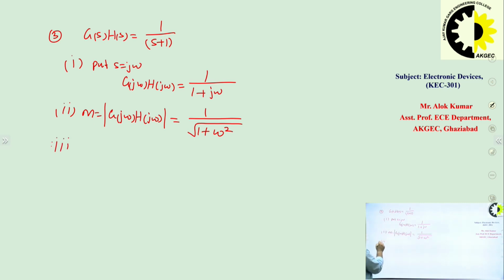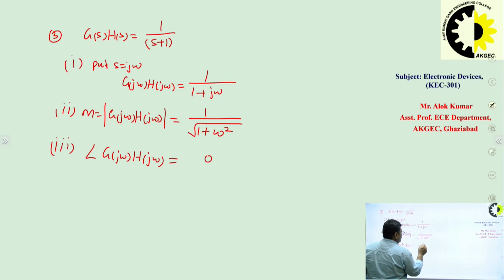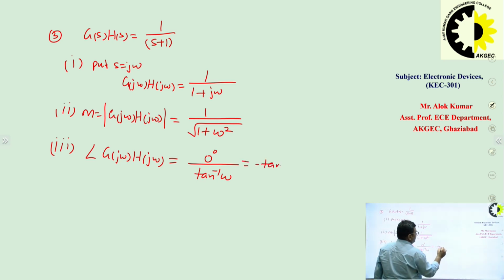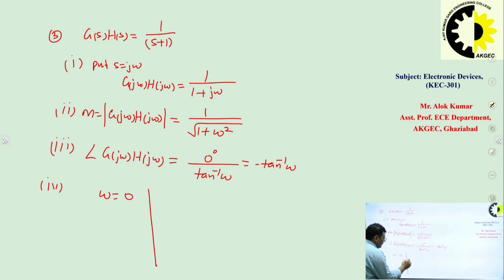Third step is find the angle of G of j omega, H of j omega. So for the numerator, angle will be 0 degree, and for the denominator, angle will be tan inverse omega, imaginary part divided by the real part, or finally we can say minus tan inverse omega is the angle, right? In the fourth step, we find the magnitude and angle for omega is equal to 0 and infinity.